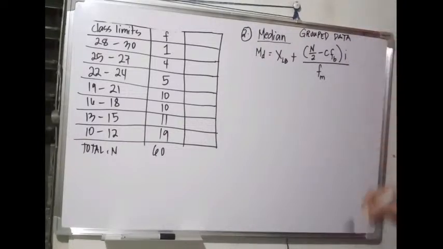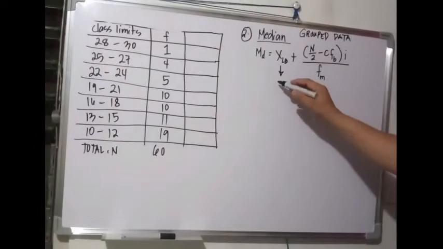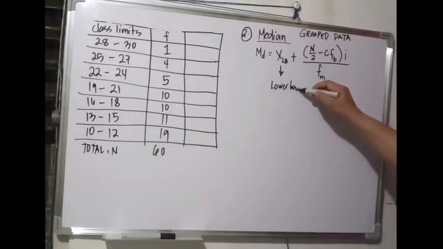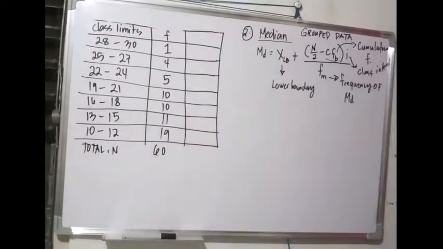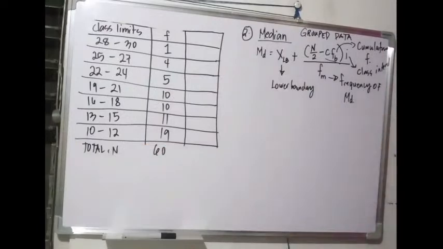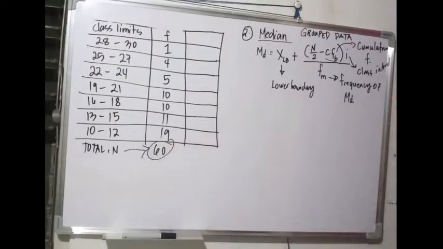Group data. So let's identify ano ito. X sub LB, that is the lower limit or lower boundary. Ito yung frequency, okay, that is the class limits 28 to 30, then sa baba 10 to 12. So total frequency is 60, that is the value of N.